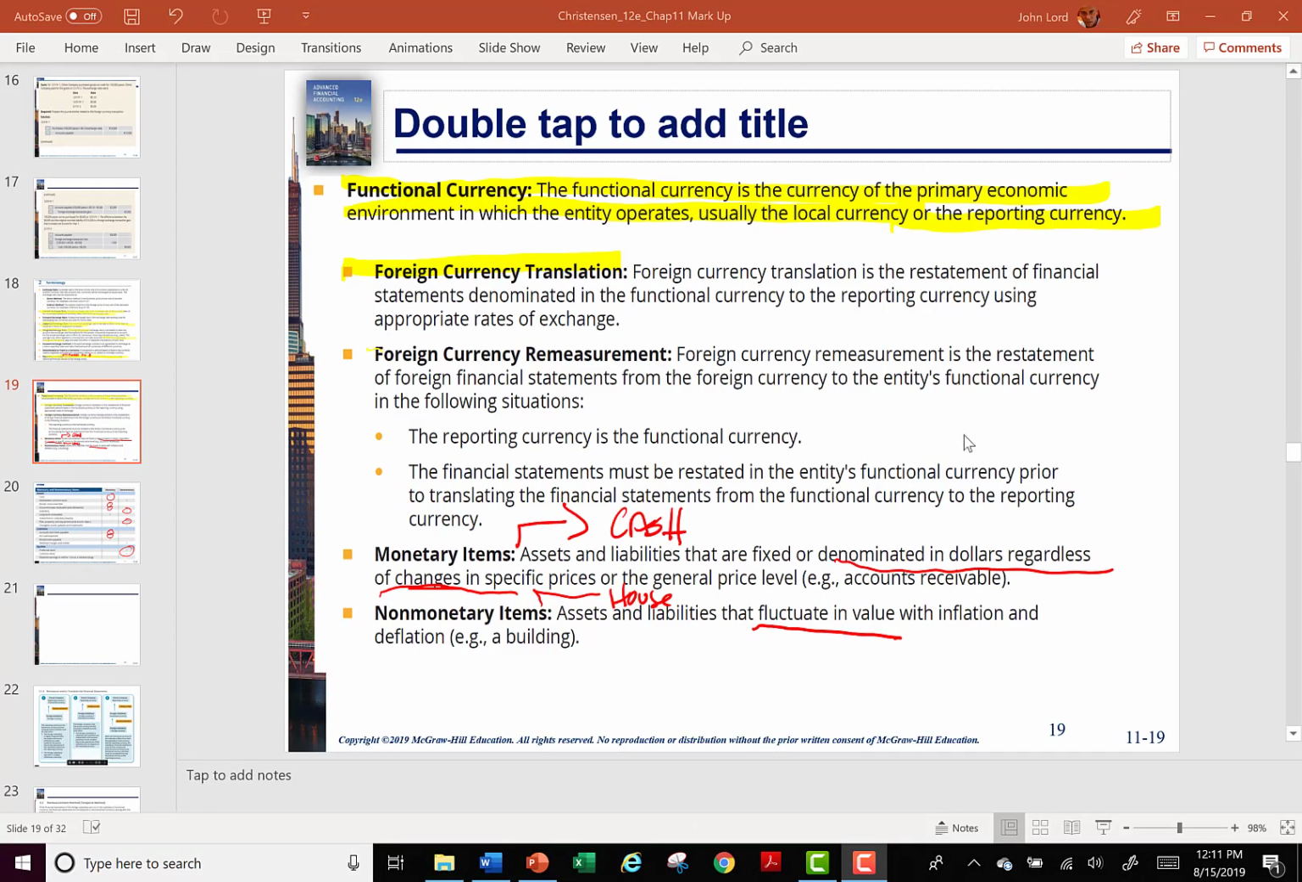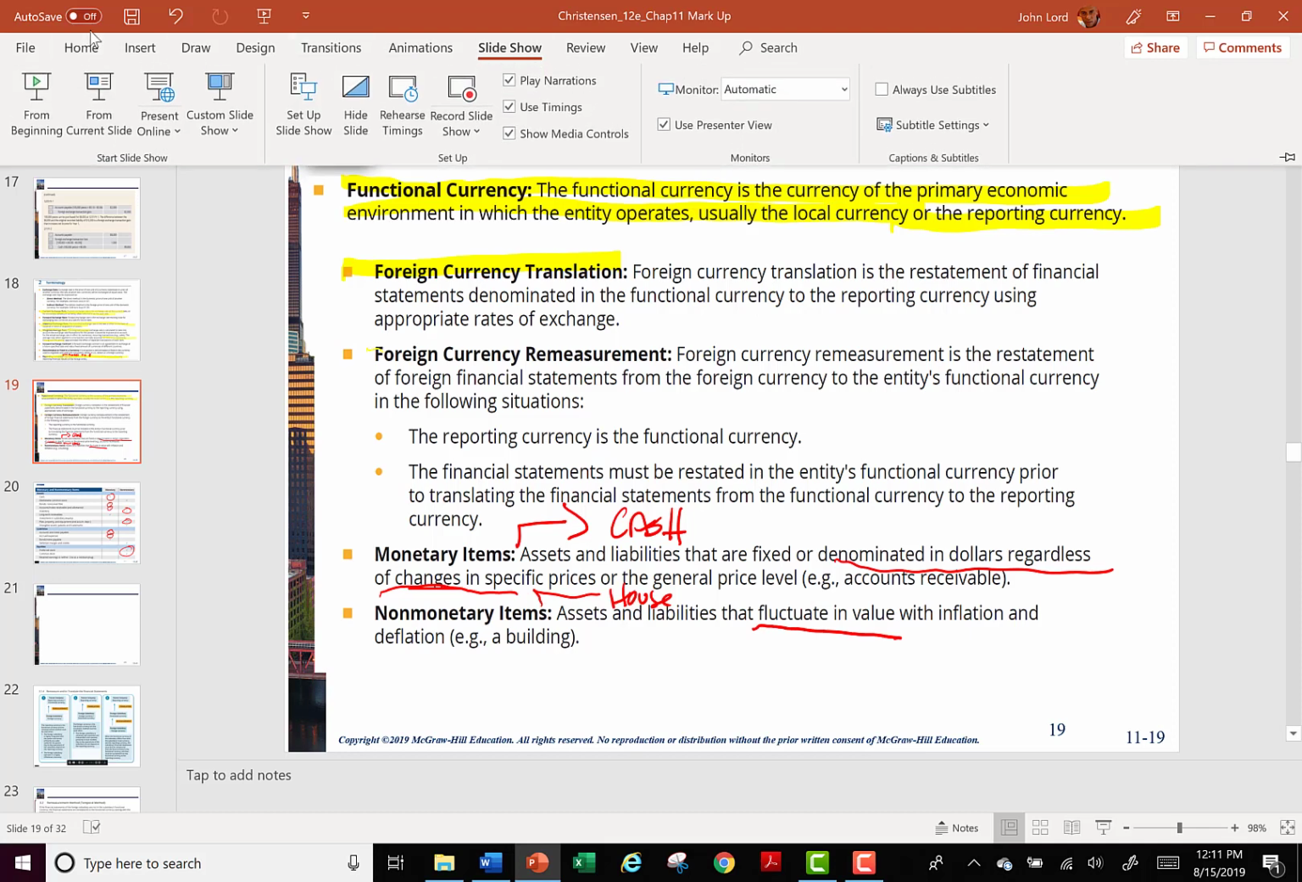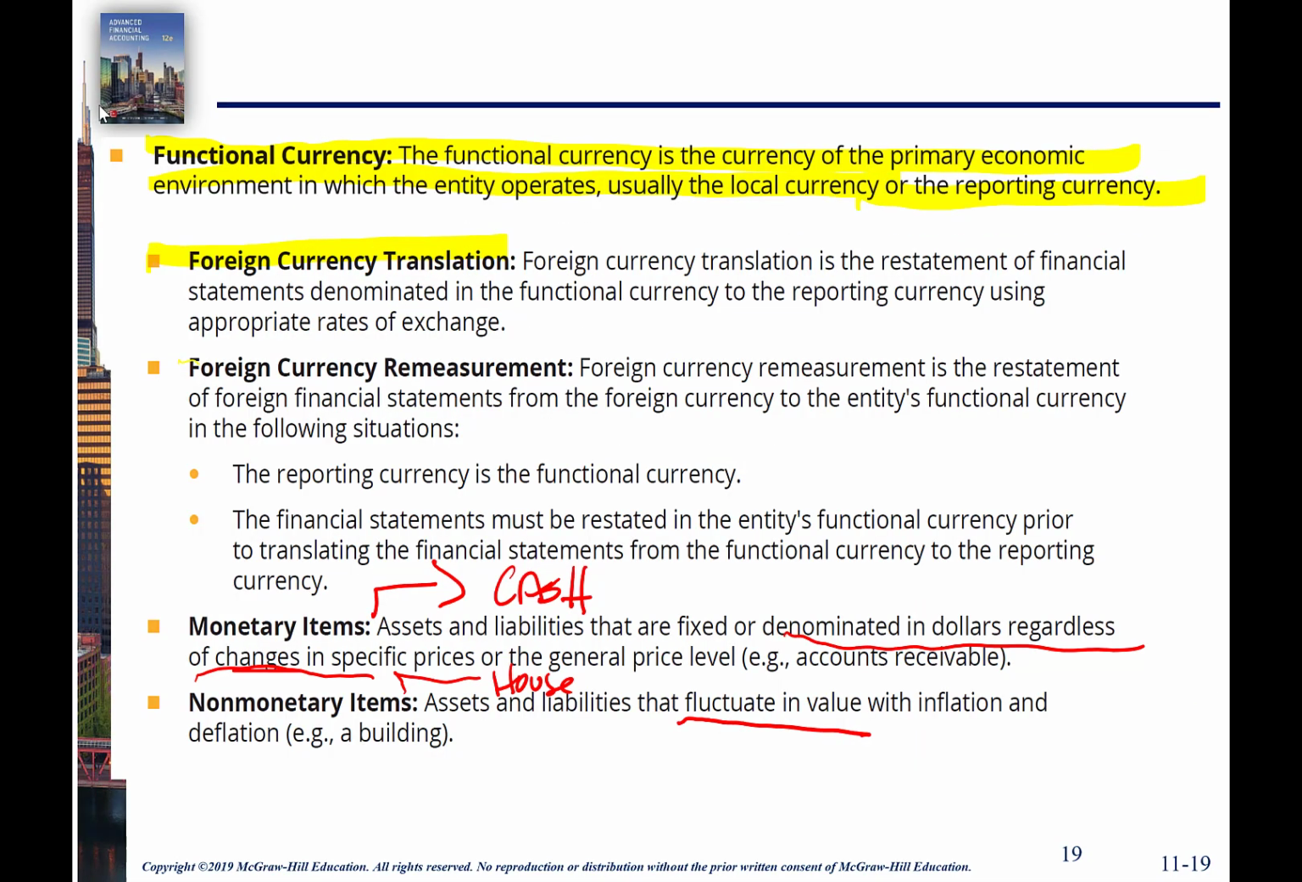Okay, so let's just go ahead and continue on here now with our terminology. Let's put this into slideshow mode, okay? We've got this terminology, functional currency. Functional currency is the currency in which most of the economic activity takes place. We're considering that the functional currency.